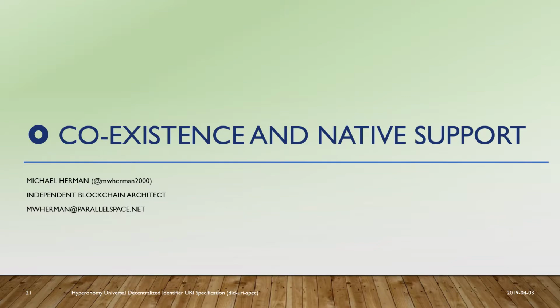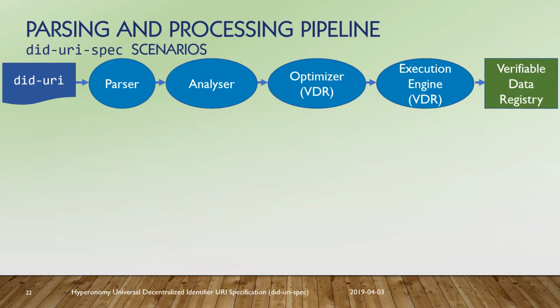Coexistence and migration. So if we go back to the original did-uri-spec webcast, it talked about parsing and processing, and it highlighted a number of pipeline examples. So this is the most common one, where the did-uri comes in, it's parsed. The abstract syntax tree is passed to the analyzer, the semantic analyzer, which is going to annotate that abstract syntax tree, the AST.